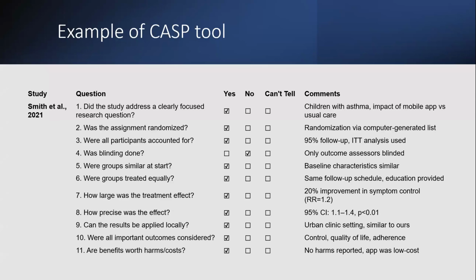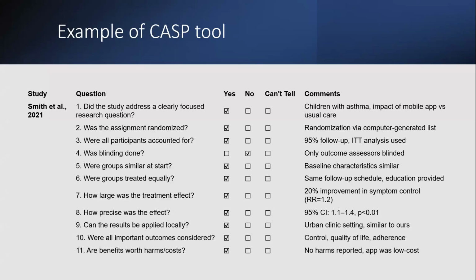So, an example of a CASP checklist. Now we will take an example of the Smith et al. study. Based on this checklist, it has 11 items, and there are options like yes, no, can't tell, and they have also given comments. For the first item, did the study address a clearly focused research question? In their study, they have mentioned children with asthma, impact of mobile app versus usual care. That means their research question was clear. So they have given a tick for yes.